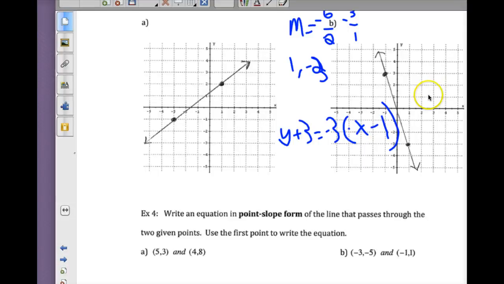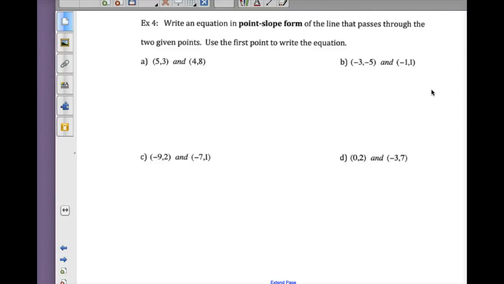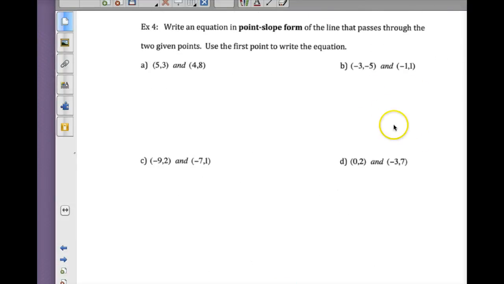All right. Nice job. Now, I think this section is the toughest of all the sections we've done. Does everybody agree with that? Why is this section, where you're just given 2 points, probably the hardest section of all? Because you have to find the slope. Because you got to find the slope first, okay?